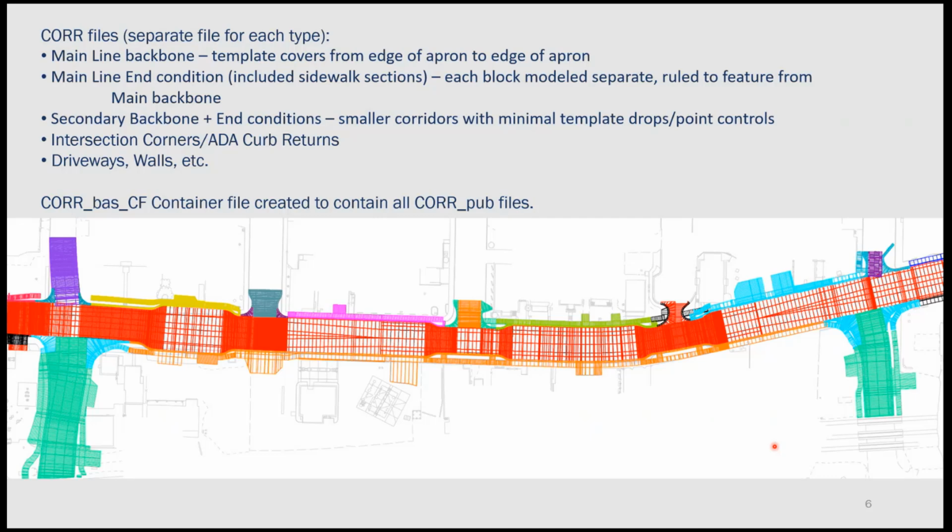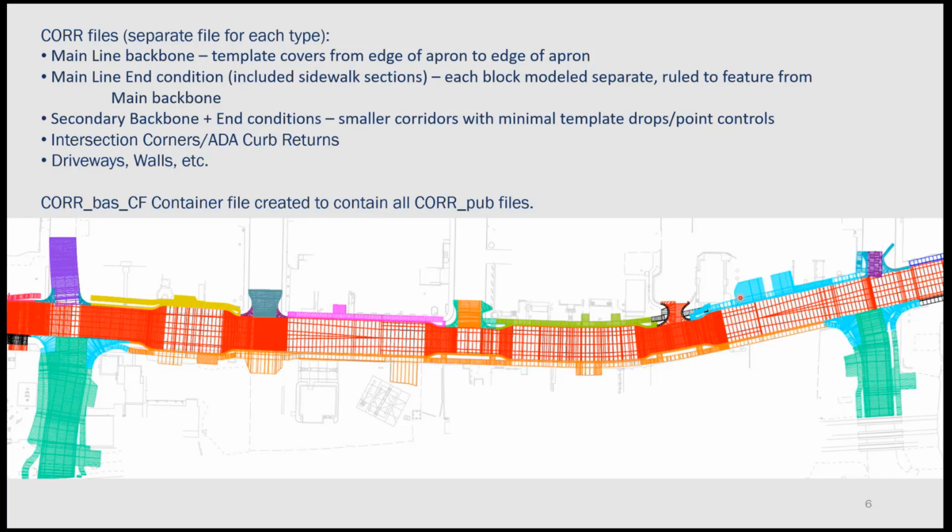So in between each block, as you see in the picture here, I've color coded each corridor. So each color is a different corridor in a different file. And what that allowed me to do is to only have template drops for, say, the in conditions in this green section here, or in this blue section, I had a couple driveways. They didn't affect the corridors preceding it or coming after it.